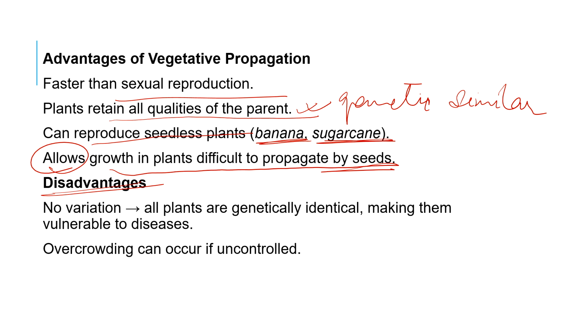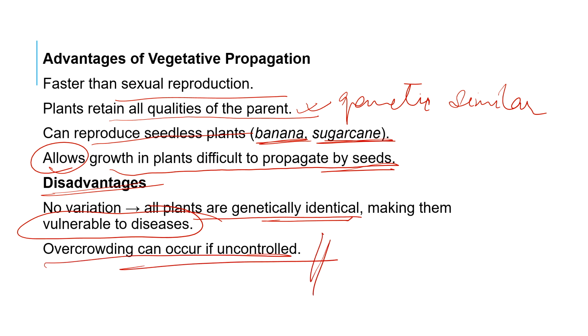So what happens? As the plants are genetically identical to the parents, the diseases which the parents were having, the offspring or the next generation plants will carry on the same types of diseases. Overcrowding can occur if uncontrolled. Too many plants may grow in the same region, so it may lead to overcrowding of the plants if uncontrolled.